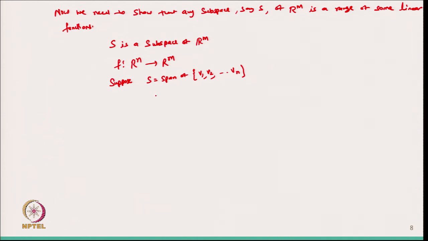So, I can write that S, if it is span of this, then I can say that S is equivalent to the linear combination alpha 1 v1 plus alpha 2 v2 up to alpha n vn. So, it is the set of all the linear combinations of this one, where alpha 1, alpha 2, up to alpha n are scalars.